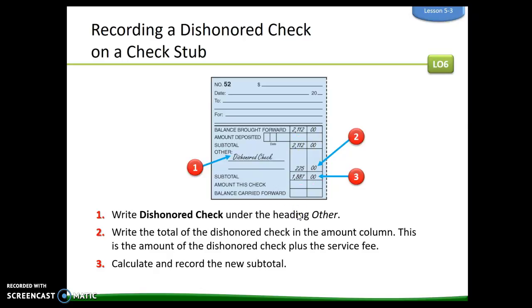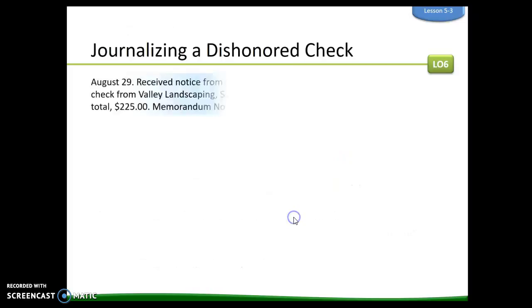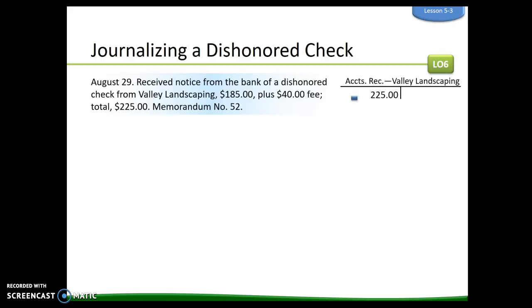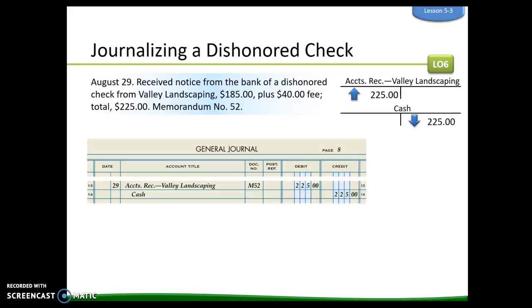Now you also have to journalize a dishonored check, just like a service charge. You're going to receive notice from the bank of a dishonored check from Valley Landscaping, $185, plus a $40 fee for a total of $225, memorandum number 52. So that means accounts receivable Valley Landscaping is going to owe you $225 more. That means you're going to charge them that $40 extra fee that their check came back on, because you have to pay that fee. So accounts receivable Valley Landscaping M52, $225. That means they're going to have to pay that much more money.